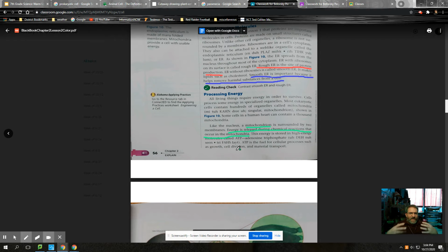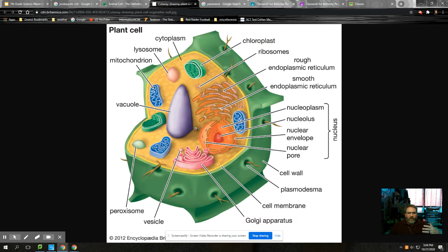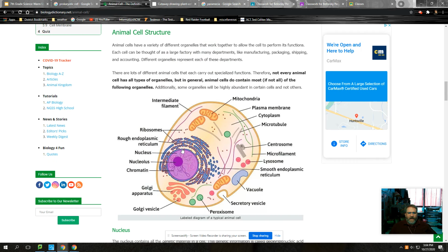This energy that your cells need comes from mitochondria. Let's take a real quick look here. This right here is a plant cell. This is a eukaryotic cell because it's got a nucleus. If you'll notice right here, these blue things are mitochondria, and mitochondria is where energy is created for the cell. Let's take a look at an animal cell. You'll notice that here is a mitochondria, and here is a mitochondria, and here is a mitochondria.